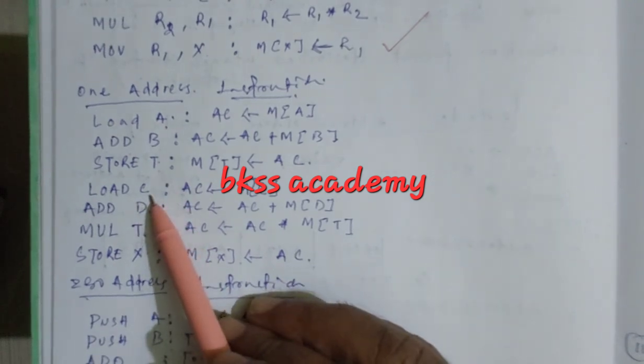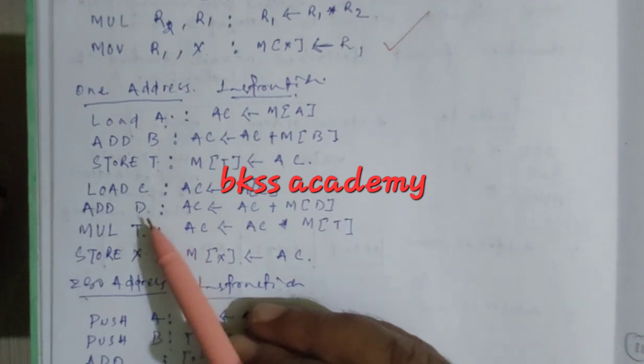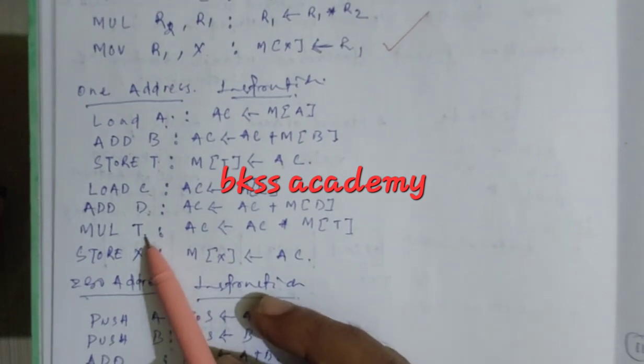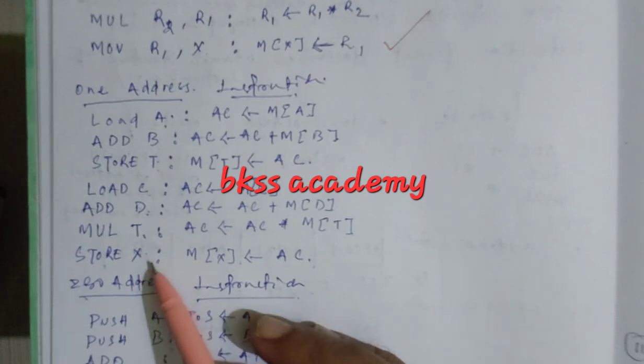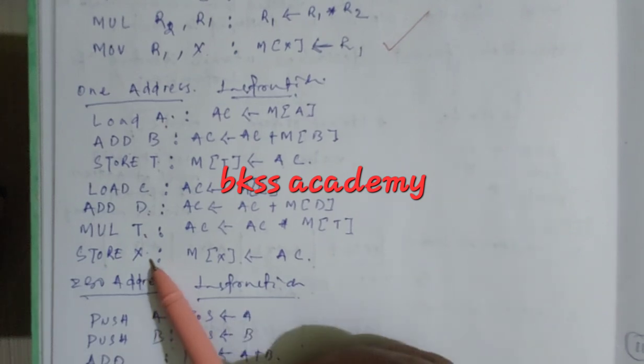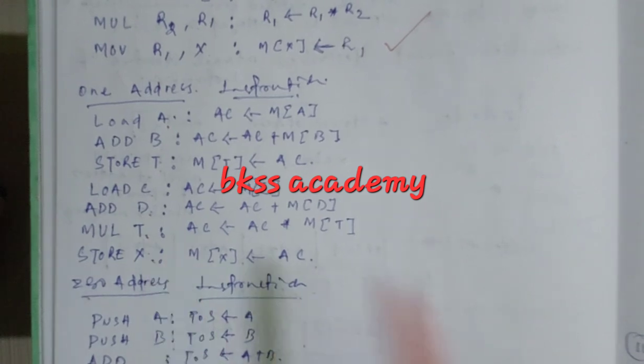Similarly, load c, the value of c will be loaded into the accumulator. Add d, that means d plus accumulator will be stored in the accumulator. Then multiply t, so t into accumulator will be stored in the accumulator. Then store x, the value of the accumulator will be transferred to x. So the result will be (a plus b) into (c plus d), stored in x. That will be the one address instruction.